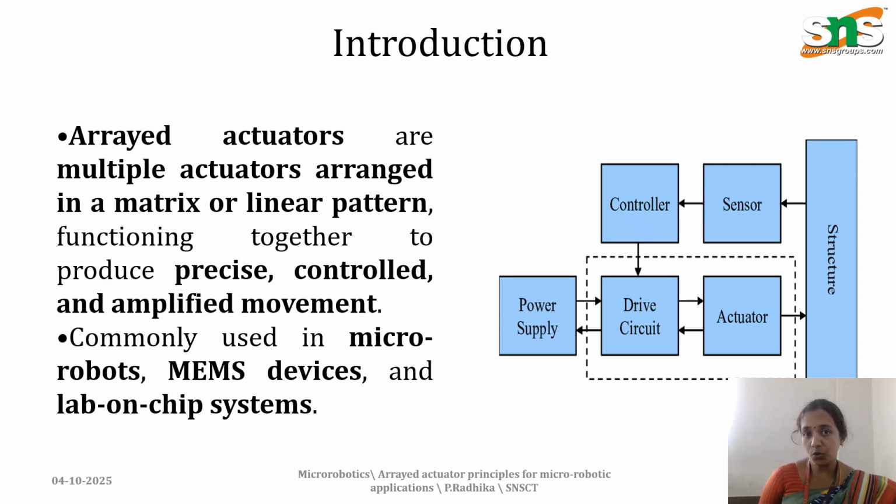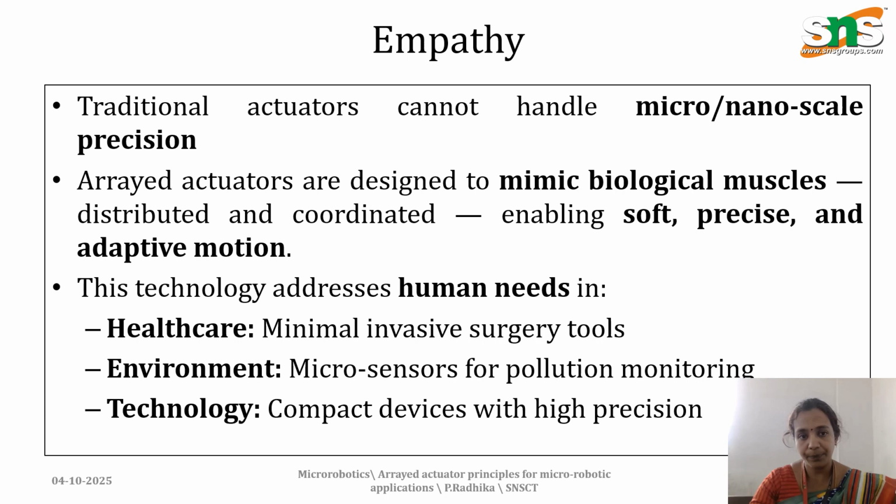Which means that, as I told already, a series of actuators connected together to perform a very big task along with a microcontroller. That is called an arrayed actuator. These connections can be in a matrix or in a linear pattern, like my arm. I have three joints in a line, in an alignment. Likewise, I can fix the motors in my robotic arm in a linear pattern, or in a matrix pattern. That is totally up to my choice.